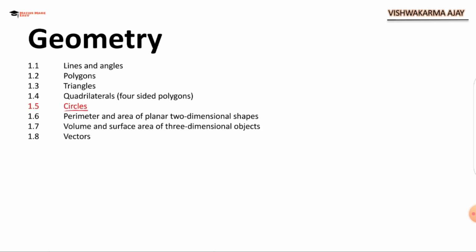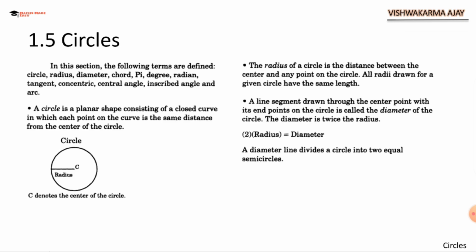That is circle. In previous lecture, we have covered lines and angle, polygon, triangle and quadrilateral, that is 4-side polygon. Today we are going to look at circle. In this section, the following terms are defined: circle, radius, diameter, chord, pi, degree, radians, tangent, concentric, central angle, inscribed angle and arc.